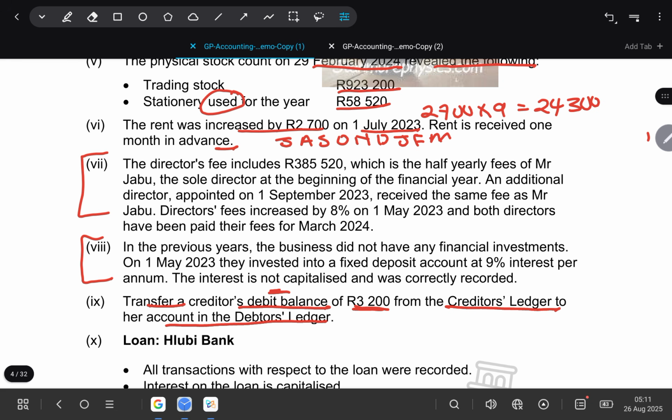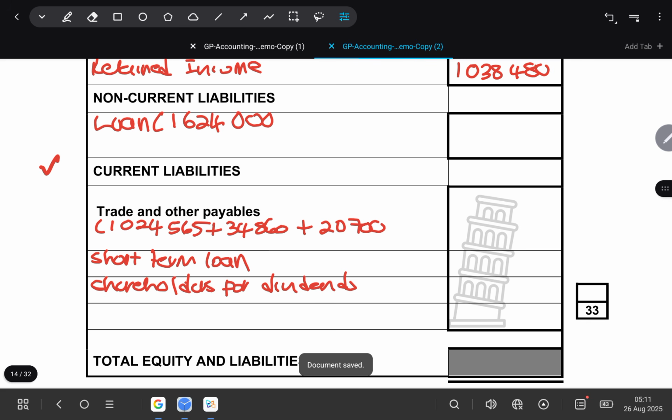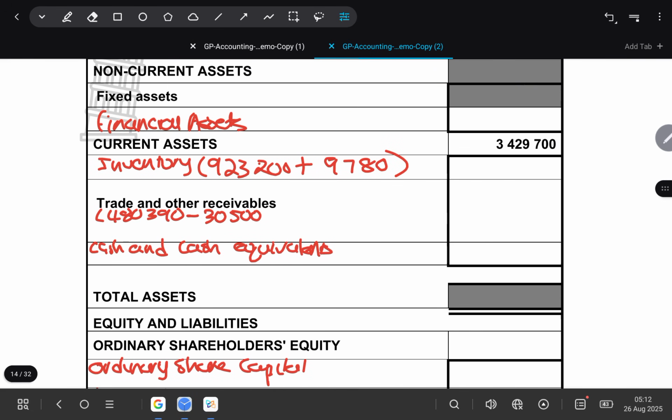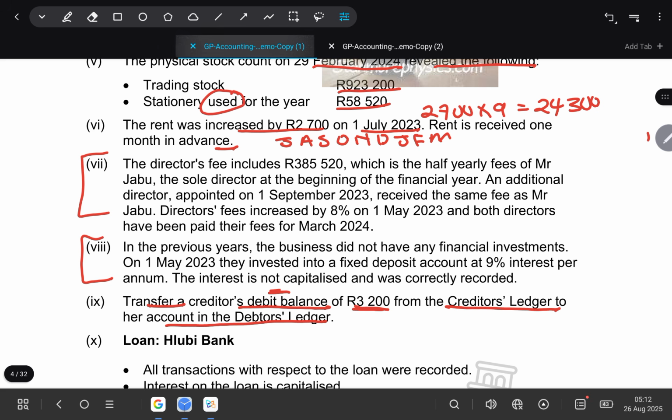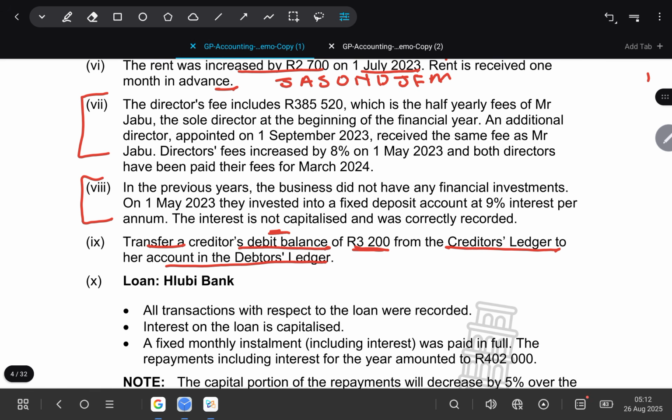So you are going to add both sides. Under receivables we add, under payables we add. Okay, so this side it will be plus 3,200. Under receivables it will be plus 3,200. Then you get your free 4 marks. Okay, then we are done with this.